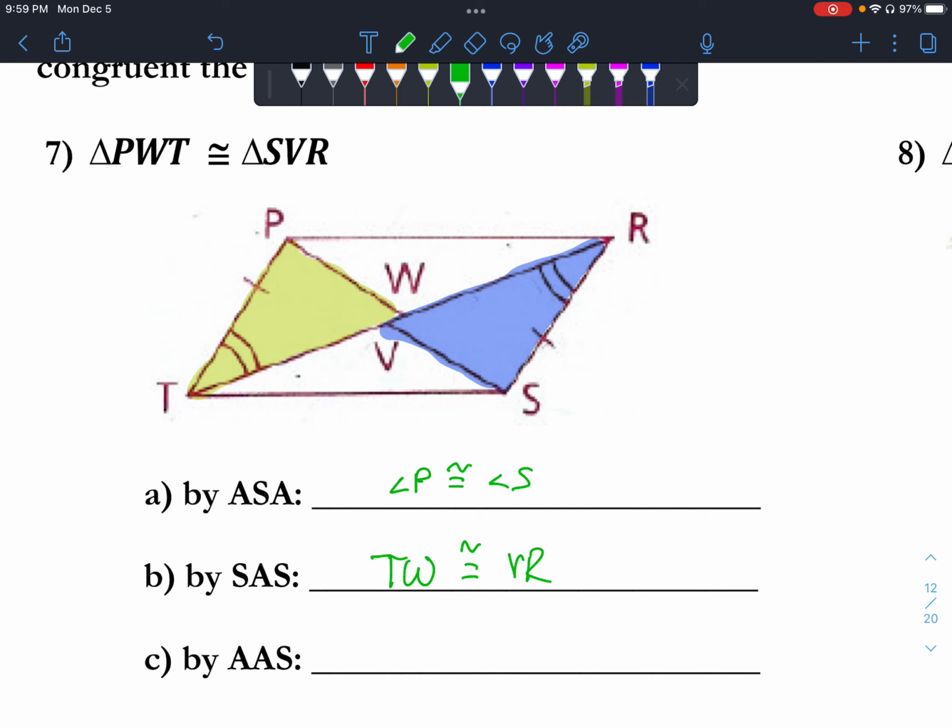And last but not least, for angle angle side, it does look like these are the two angles that we would need. So you'd have two congruent angles and one side that's not included in between them. So I would need, and we technically can name those with the triangles that we see, angle W from the yellow triangle and angle V from the blue triangle.